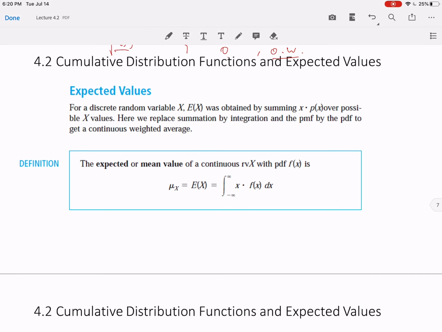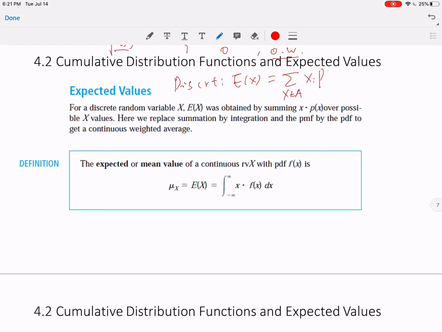So before talking about the expected values of continuous random variable, let's take a look at how we found the expected values of discrete random variables. If it's a discrete random variable, we have expected value is equal to the sum over all the possible values of xi times p of xi, right? That's how we find the expected values when we are dealing with a discrete random variable.